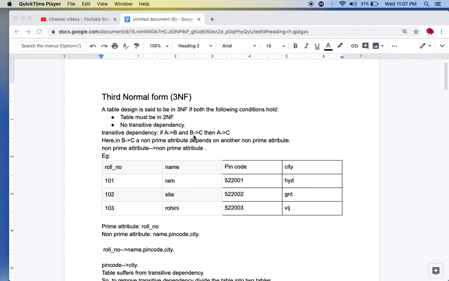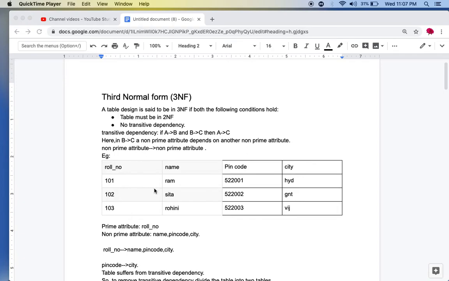But see here, a non-prime attribute depends on another non-prime attribute. Here a non-prime attribute depends on another non-prime attribute. This is called transitive dependency. Instead of depending on the prime attribute, here C depends on another non-prime attribute. This is called a transitive dependency.